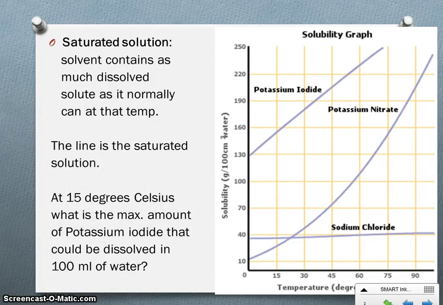Okay, so if we look at this example, at 15 degrees Celsius, what is the maximum amount of potassium iodide that could be dissolved in 100 milliliters of water? So we find 15 degrees Celsius, which is here. We're doing potassium iodide, which is this line up here. And we're going to follow that 15 degrees Celsius up. And how much can we dissolve max? Remember that this line represents a saturated solution. So we hit that line, we take a turn. It's just a little bit less than 160, maybe 155. Okay? So that line represents a saturated solution. Anytime you get a question that says that the solution is saturated, you draw your information directly off the line.